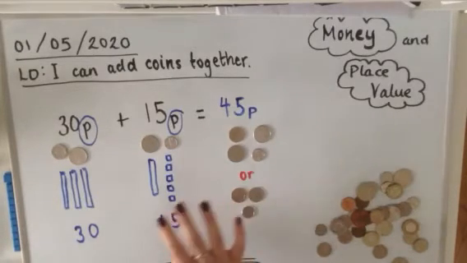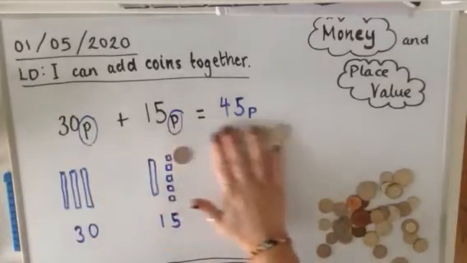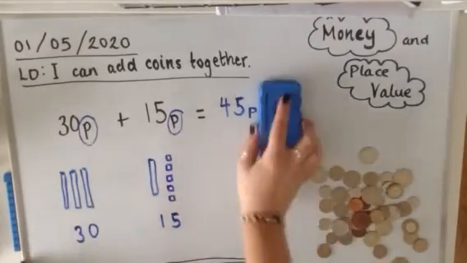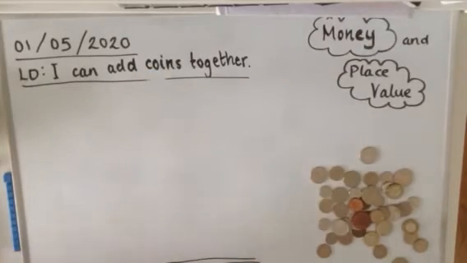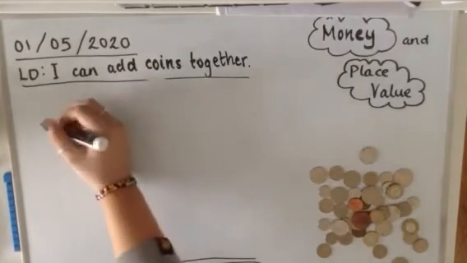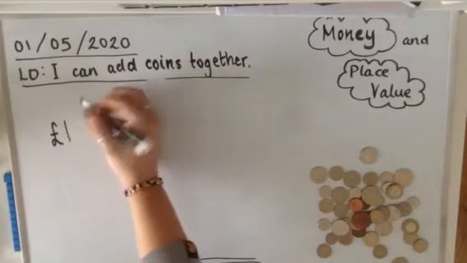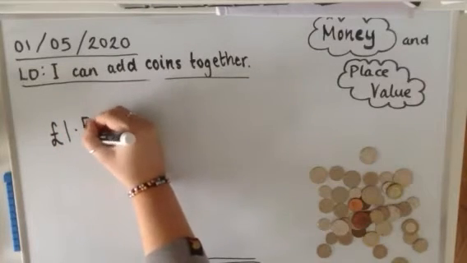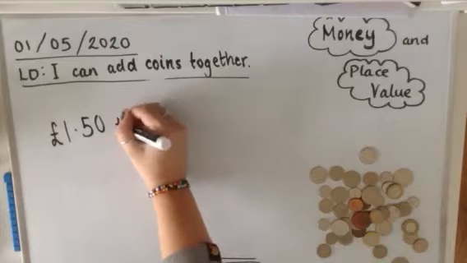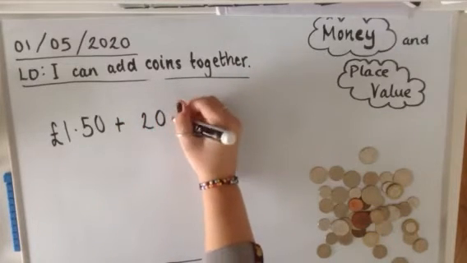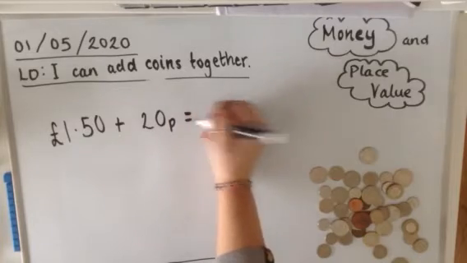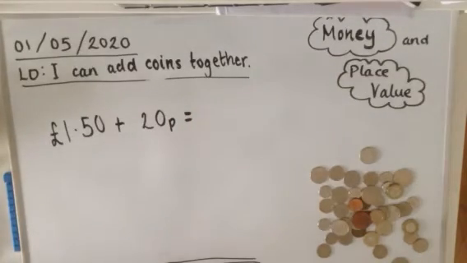Okay, so let's do another one together. Let me just rub the board. This time we are going to do £1.50 plus 20p equals.